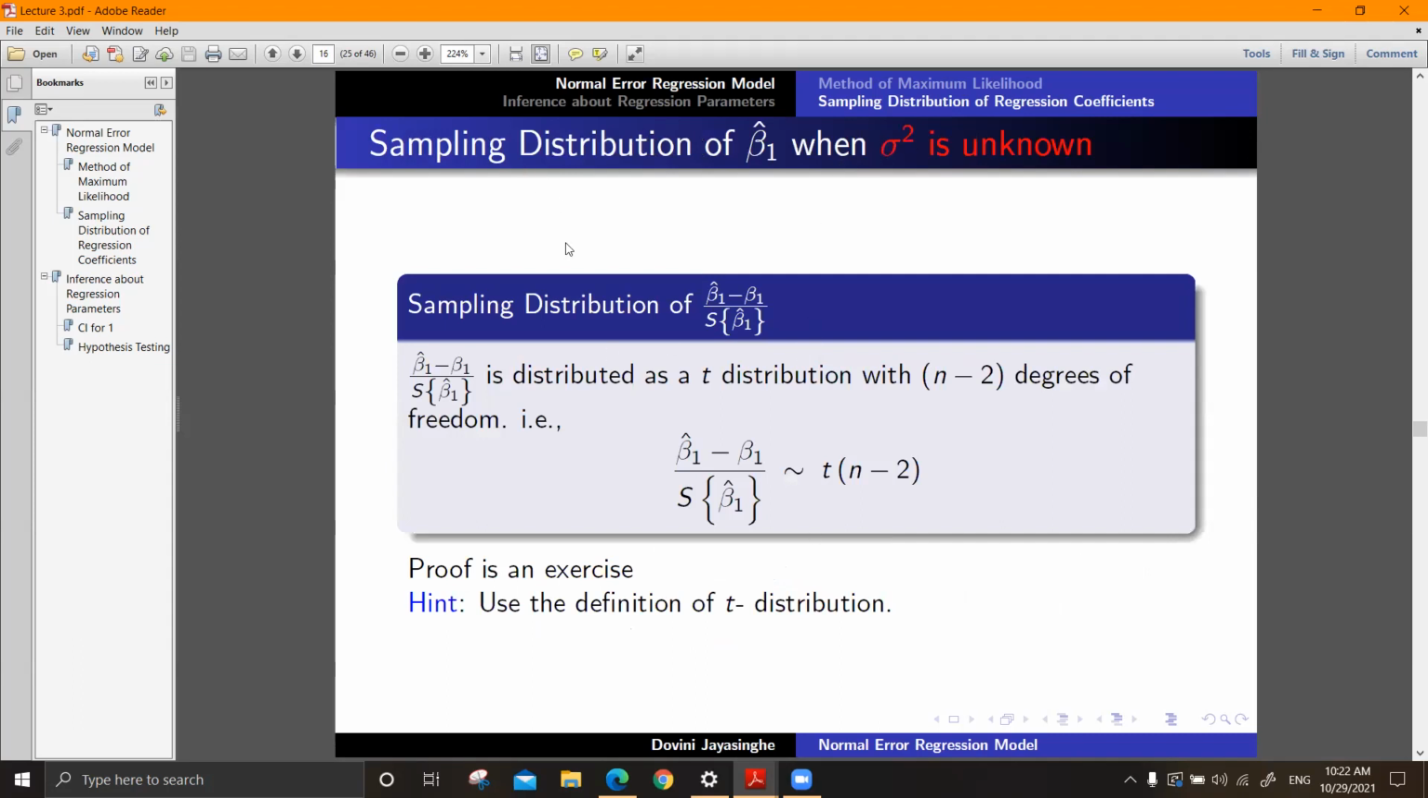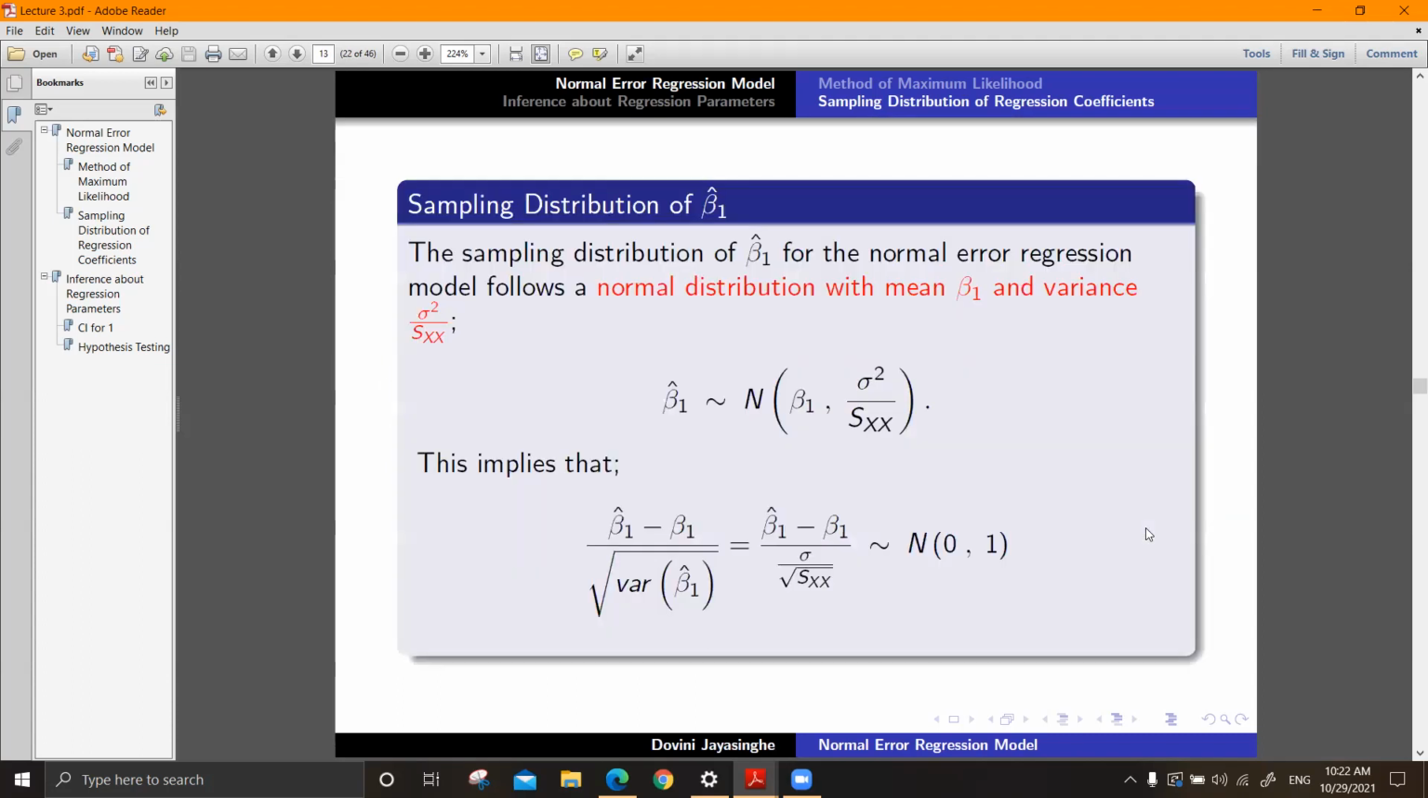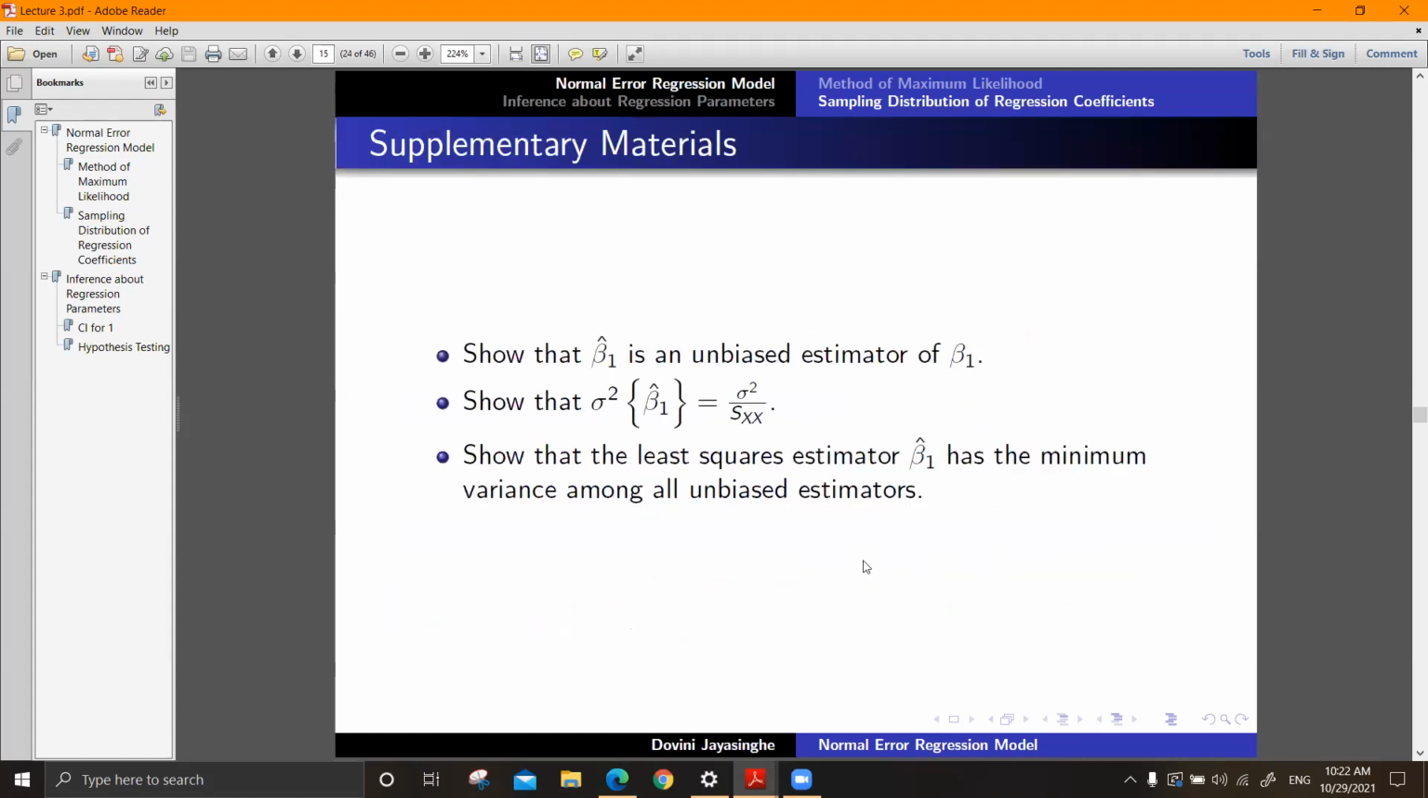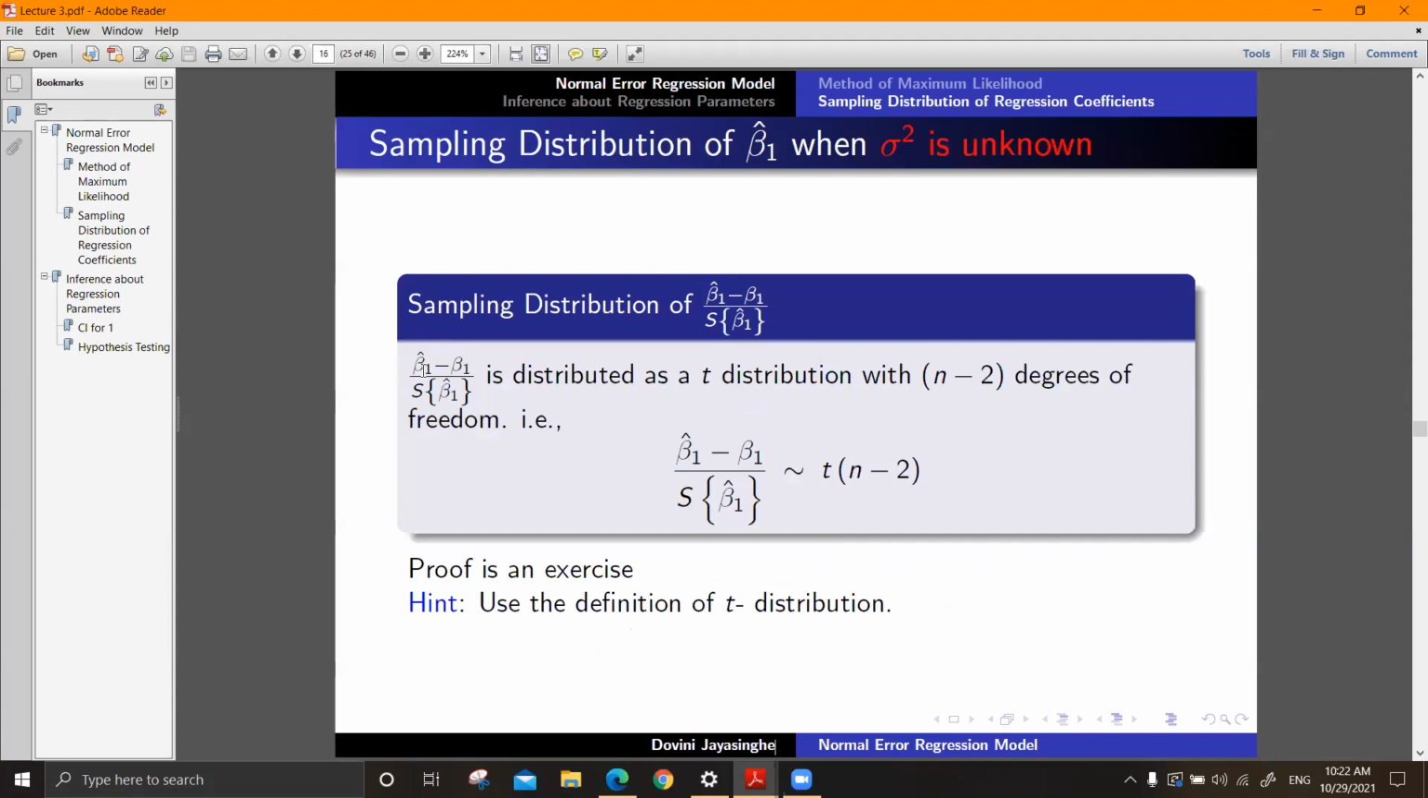Okay, sampling distribution of beta 1 hat where sigma squared is unknown. If that is the case, you see this is the pivotal quantity, right? Earlier, what did we have? This one, right? This is normally distributed. So here, what do we have? Beta 1 hat minus beta 1 divided by this quantity. If we take this quantity as the pivotal quantity, it says it is T distributed with n minus 2 degrees of freedom. Earlier, what did we have?